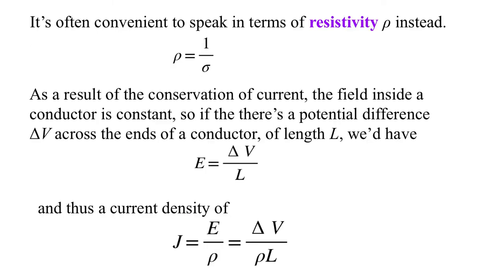It's often convenient to speak in terms of resistivity rho instead of conductivity sigma. And that's easy. The resistivity is 1 over the conductivity, or rho is 1 over sigma. So we're just inverting. Something which has high conductivity has a low resistivity. It doesn't resist flow very much, and vice versa. As a result of the conservation of current, the continuity, the field inside a conductor is constant, so if there's a potential difference across two ends of the conductor of length L, we'd have an electric field E equal to delta V over L, and thus a current density J, which is E over rho, which is delta V over rho L.